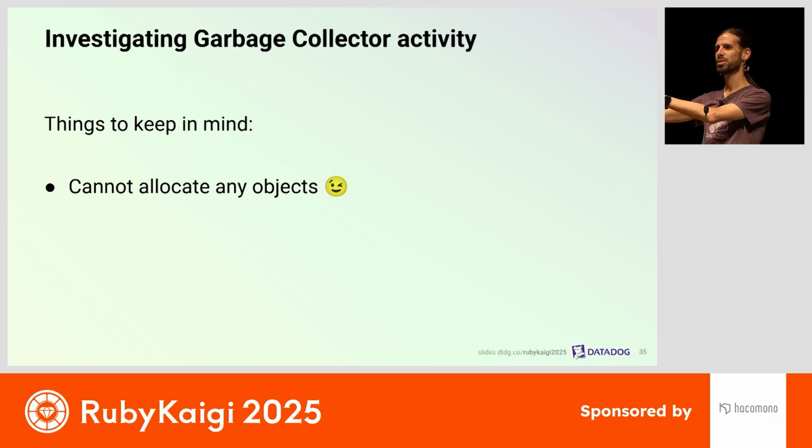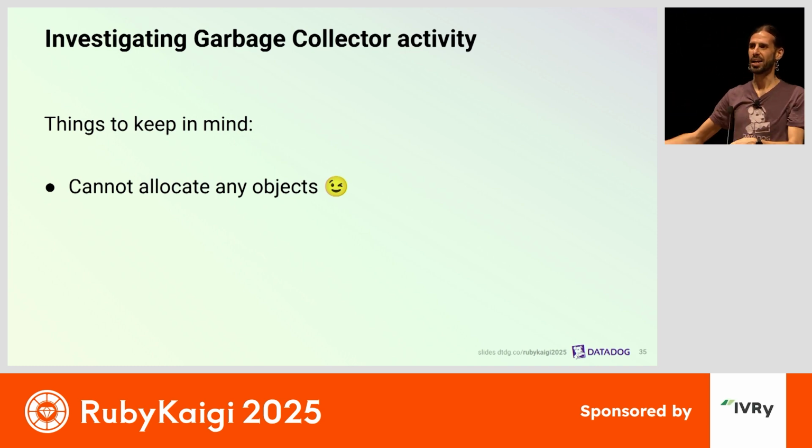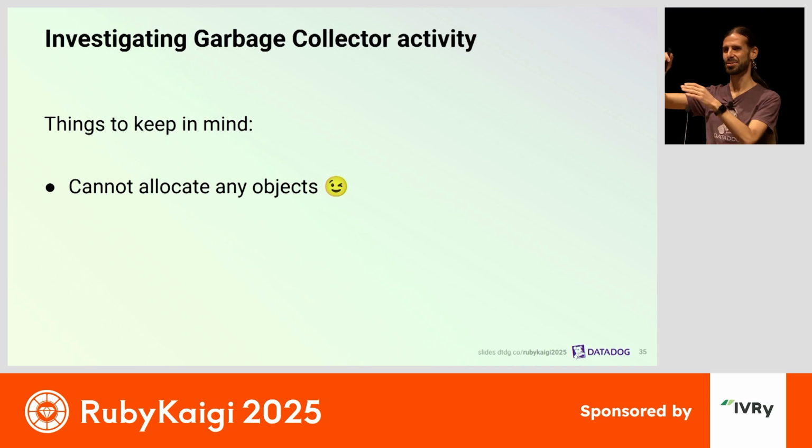And then Ruby will call into your code. And what will happen if you allocated an object? It would start the cycle again: oh, I need to allocate an object, I need to do garbage collection.